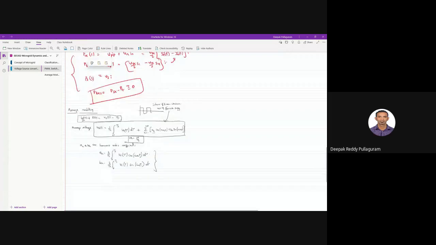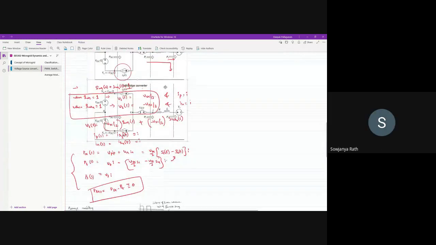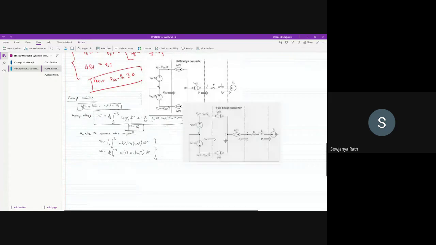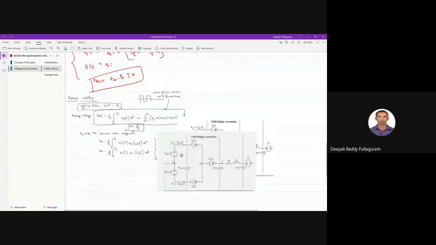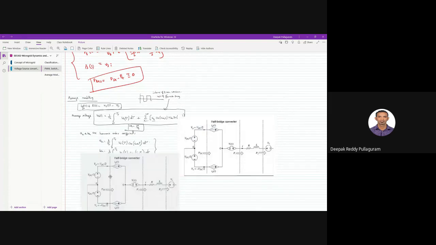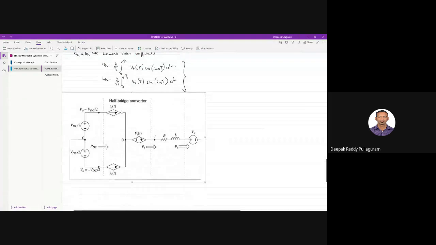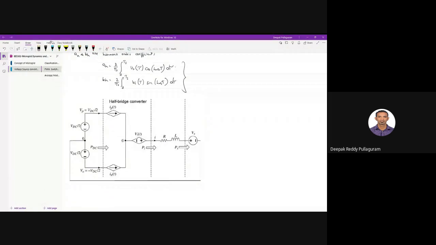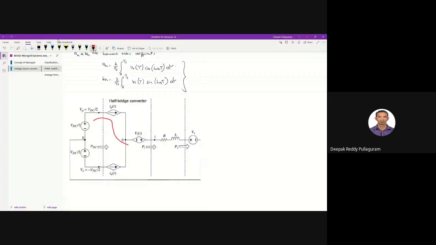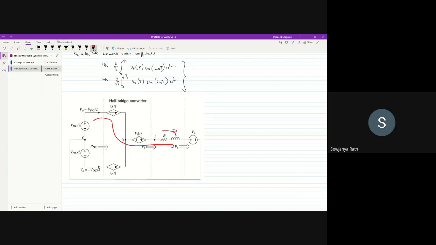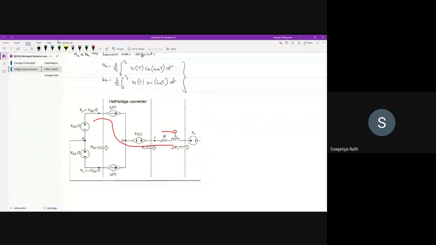Just one thing, sir. Why is it Vt minus Vs, and not Vs minus Vt? Can you show from the diagram once? If you see here in the figure, if I say the current is flowing this way, if I say the power is flowing like this, and I write a KVL, it gives Vt minus Vs. Okay, because our current direction is this way. Yes, sir, got it.